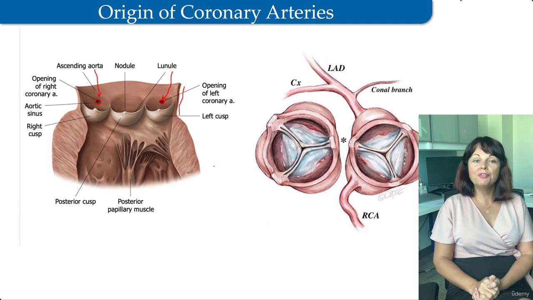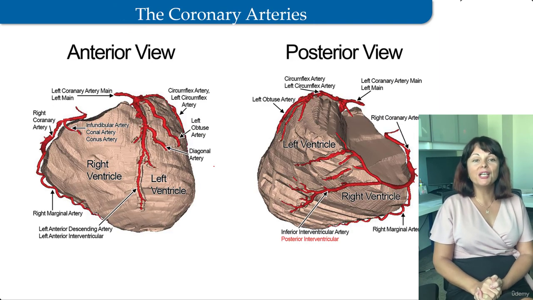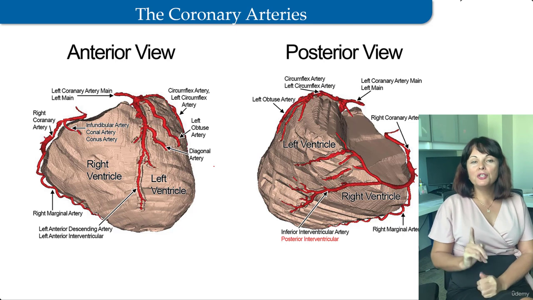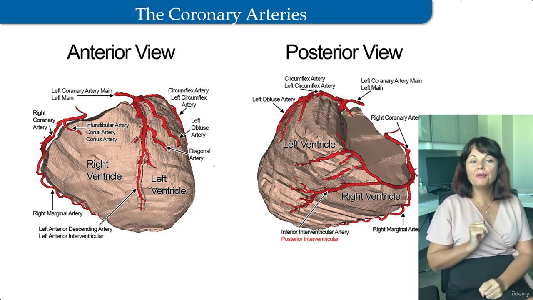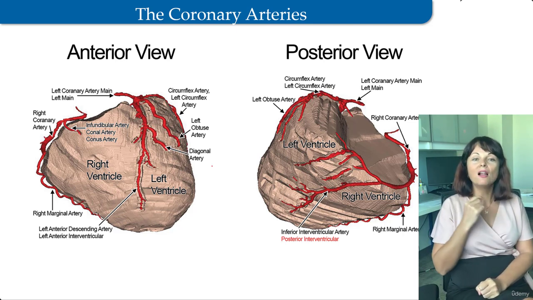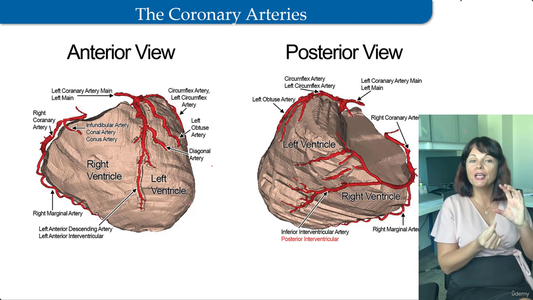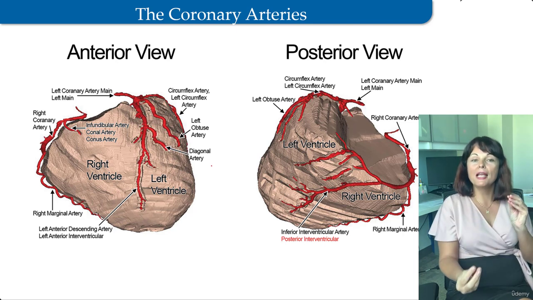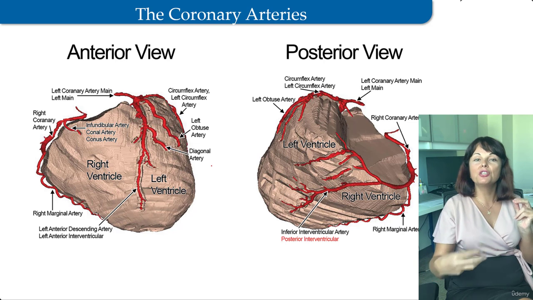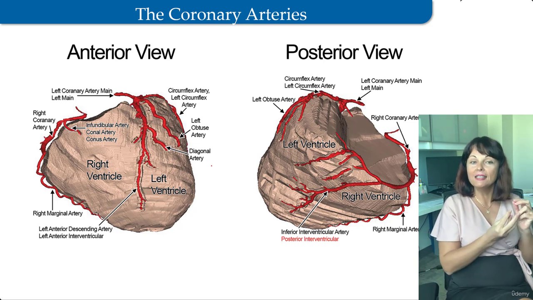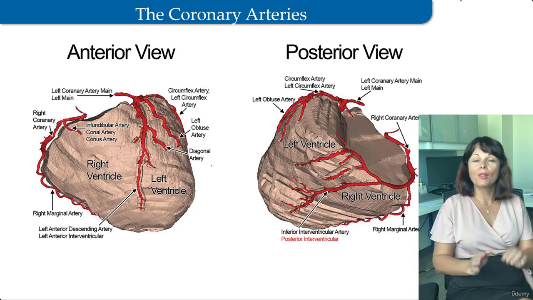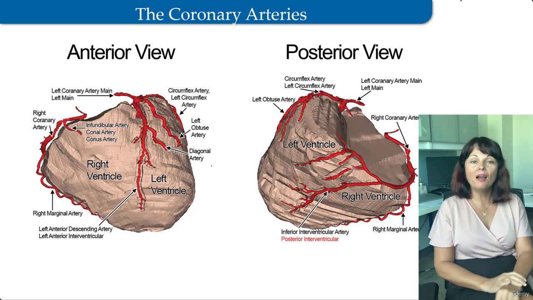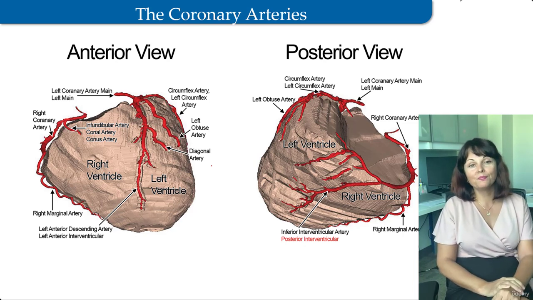Now let's review the localization and branching pattern of the coronary vessels. As you remember, we have a circular coronary sulcus that runs between the atria above and ventricles below, and two descending to the apex interventricular grooves, the anterior and posterior one. These grooves have their purpose here. They house the cardiac vessels.